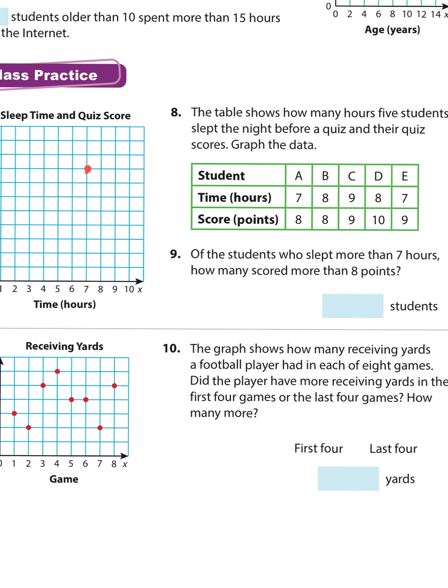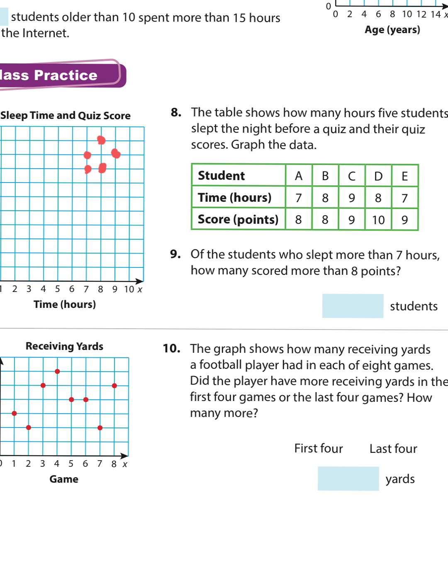Student B had 8 hours of sleep and scored 8 points. I went too high. Student C slept for 9 hours and scored 9 points. Student D slept for 8 hours and scored 10 points. And then student E slept for 7 hours and scored 9 points. So here's all my data.